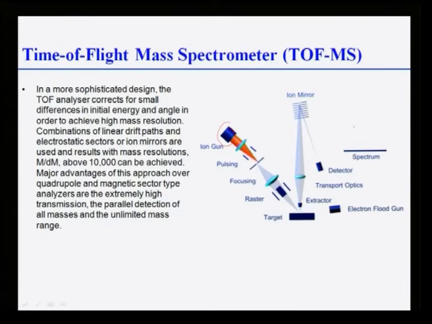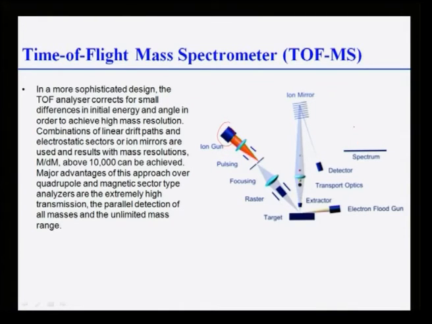In a more sophisticated design, the time of flight analyzer corrects for the small differences in initial energy and angle in order to achieve high mass resolution. It is a combination of linear drift paths, electrostatic sectors or ion mirrors, and mass resolutions above 10,000 can be achieved. The advantage of this technique over the quadrupole and the magnetic sector type is extremely high transmission, parallel detection of all masses, and an unlimited mass range.